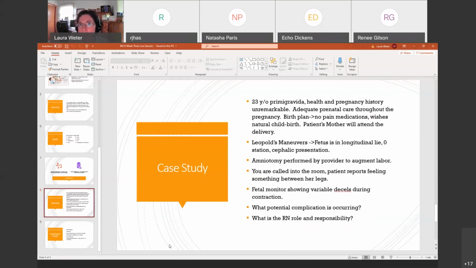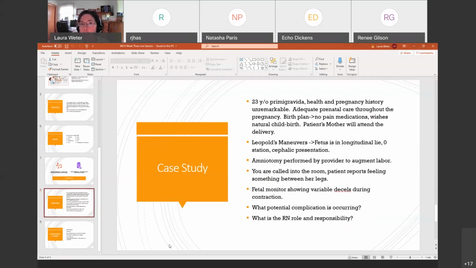Once we do that, that sends the mom's body a signal, hey, we got to start labor. The membranes are ruptured. We got to get this process going. Baby's ready to come out. All right, excellent. Very good. So now the provider did that because the provider does that. We don't do that. Provider does that. So now we've been called into the room because our patient is saying that she feels something between her legs. We got to do a little investigation.